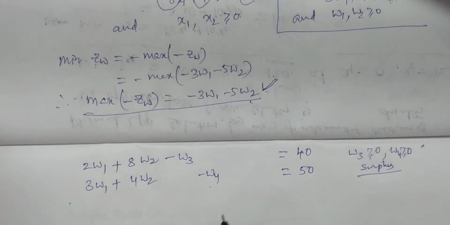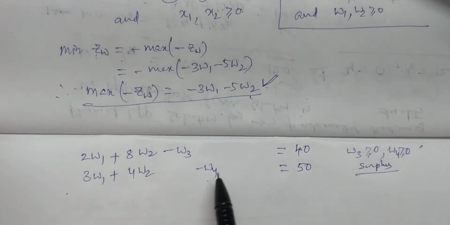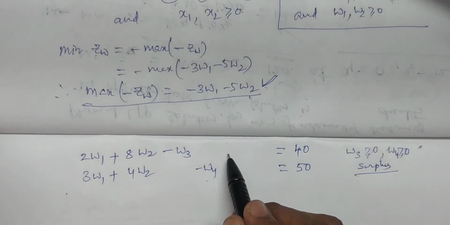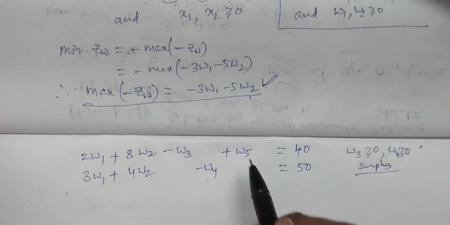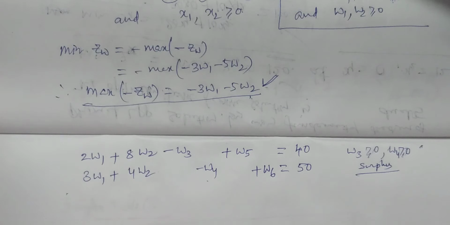And then, because the initial basic feasible solution was not obtained, to obtain an initial basic feasible solution we have to introduce artificial variables. One here, let it be omega 5, and another for the second equation, omega 6.